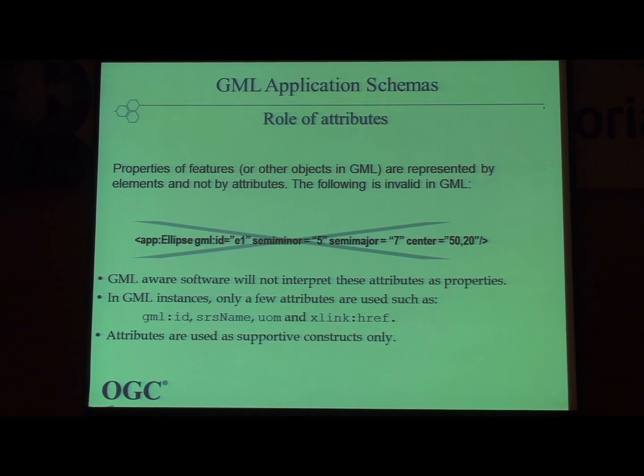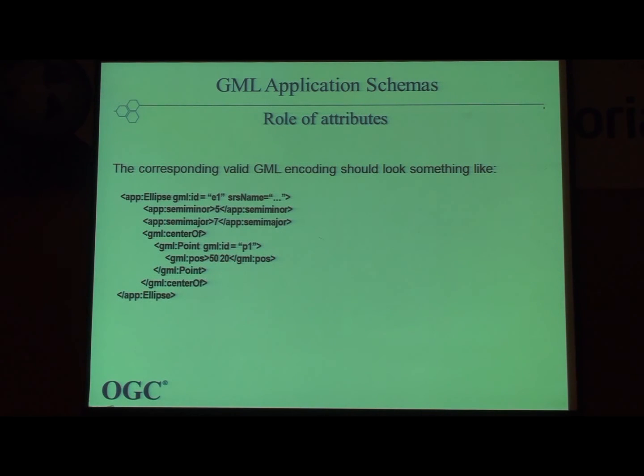There are really only a few XML attributes used in GML, such as the identifiers, the spatial reference system names, and xlink:href. So attributes are used as supportive constructs only, typically not used for defining characteristics of an object or a feature in GML. Here is an example. Basically, the corresponding valid GML encoding could look something like this. For an ellipse, you would have sub-elements or child elements of the ellipse, and they would describe your semi-minor, semi-major axes, possibly the center.